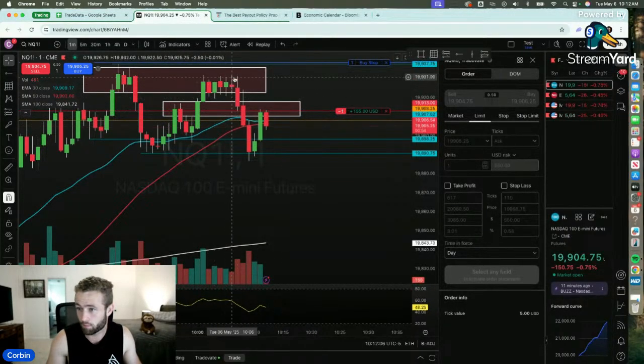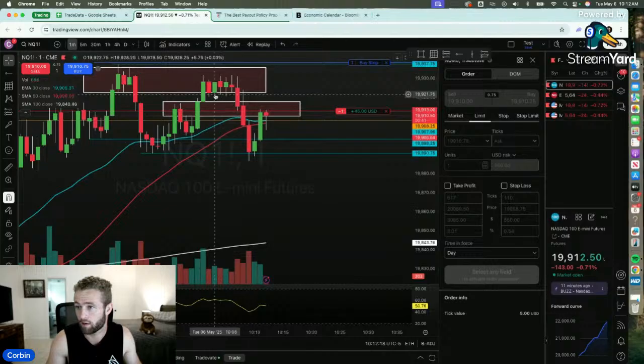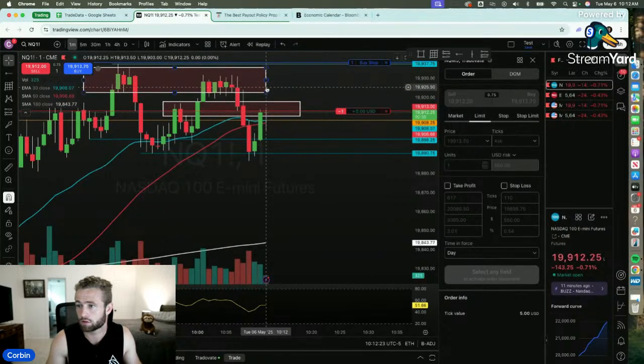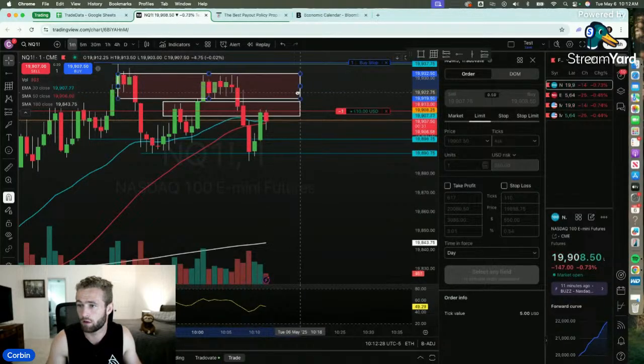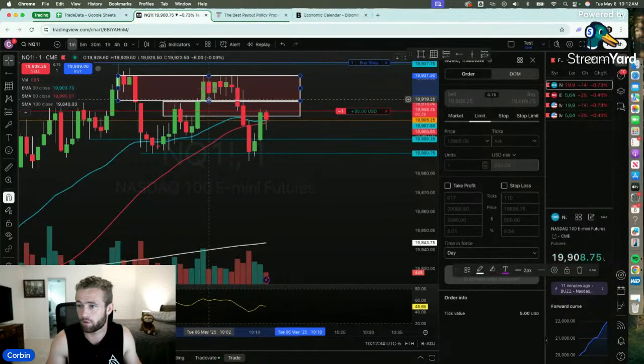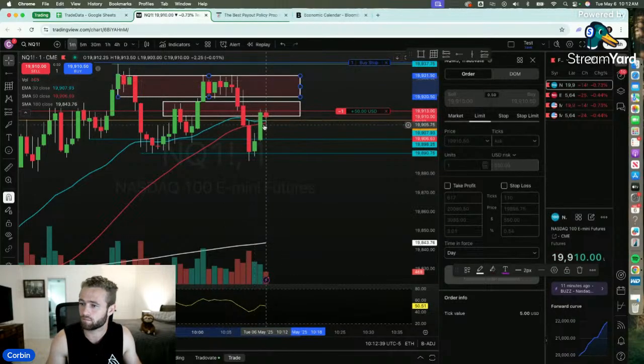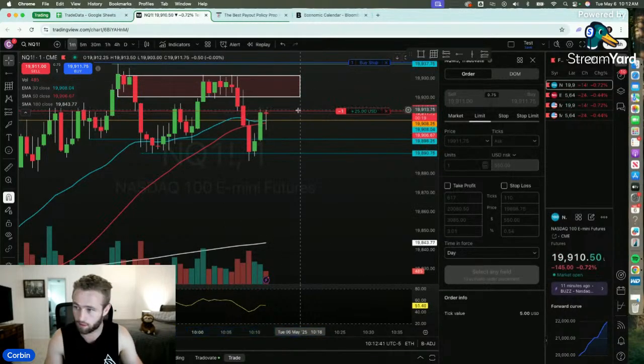Well, whenever we broke structure right here, we have a new order block. The move up right before, so right there, and a new breaker block, right there and right there. So what does that mean? I'm going to put it at the very top of both of them. What does that mean? Okay, I'm going to remove that.